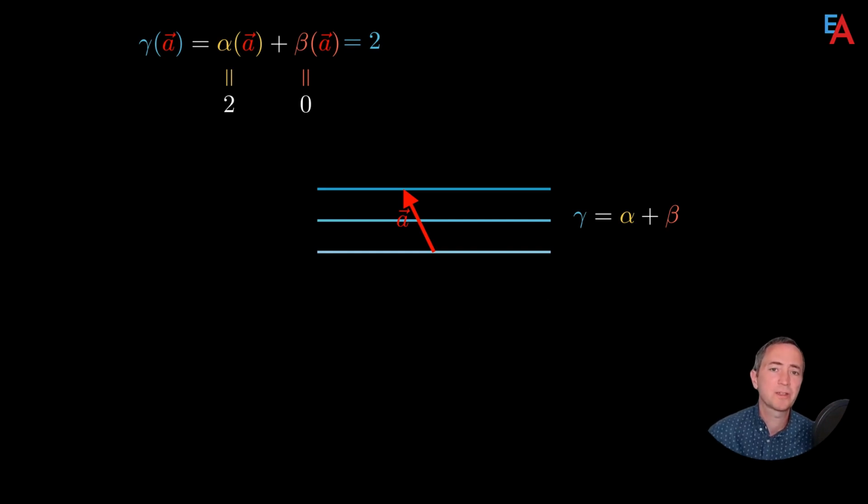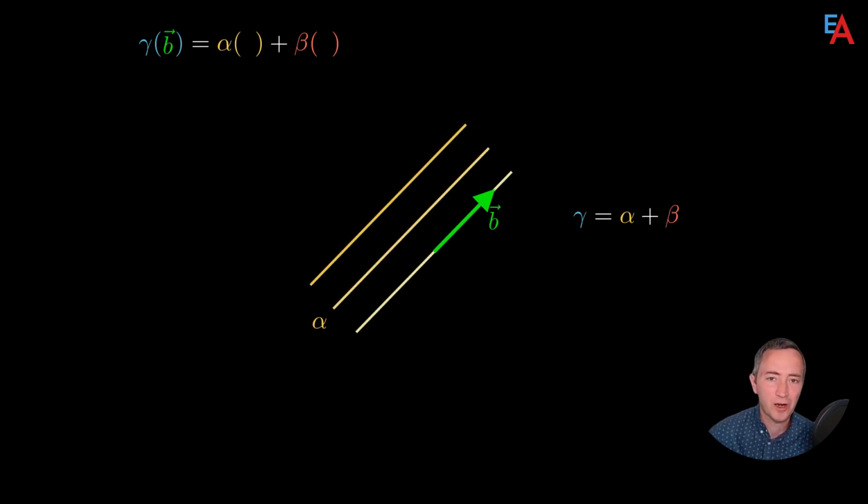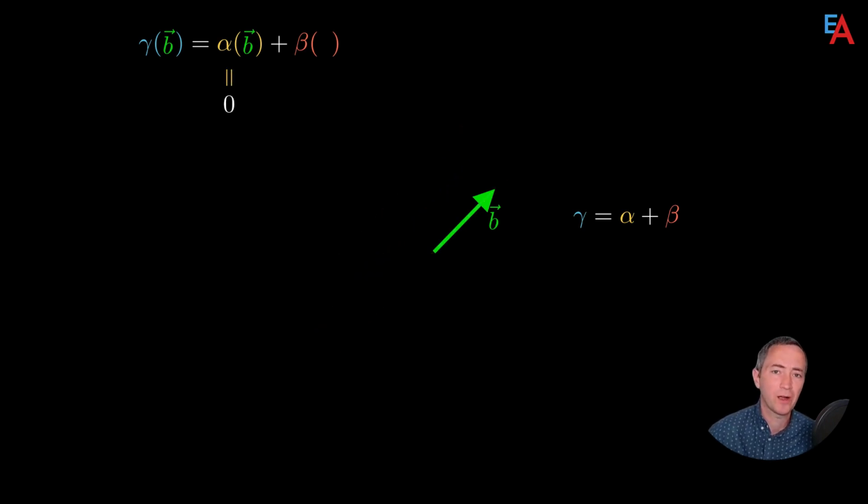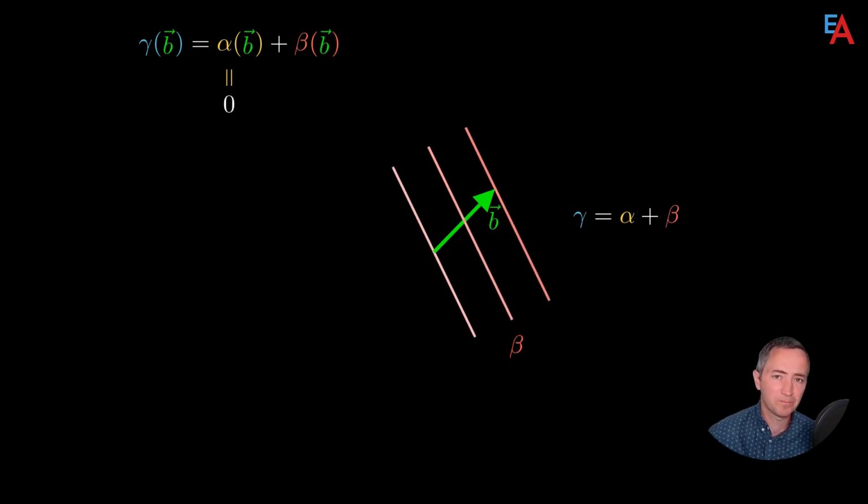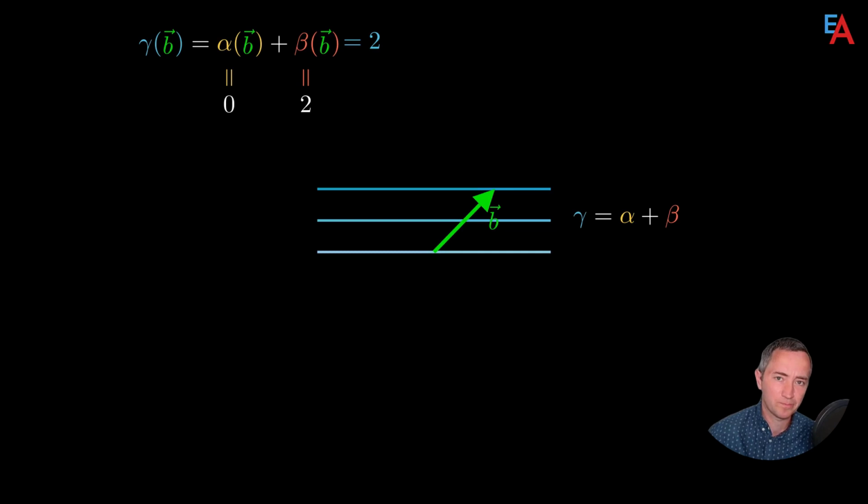But this condition isn't sufficient to know that our construction is correct. We need to examine the value of form gamma on vector B. So this time vector B is parallel to each line of form alpha, so the value alpha of B is equal to 0. And we need to add to this the value of form beta on vector B, but the vector B crosses exactly 2 lines of form beta, and as the result we also get 2. So this construction determines the orientation of form gamma.